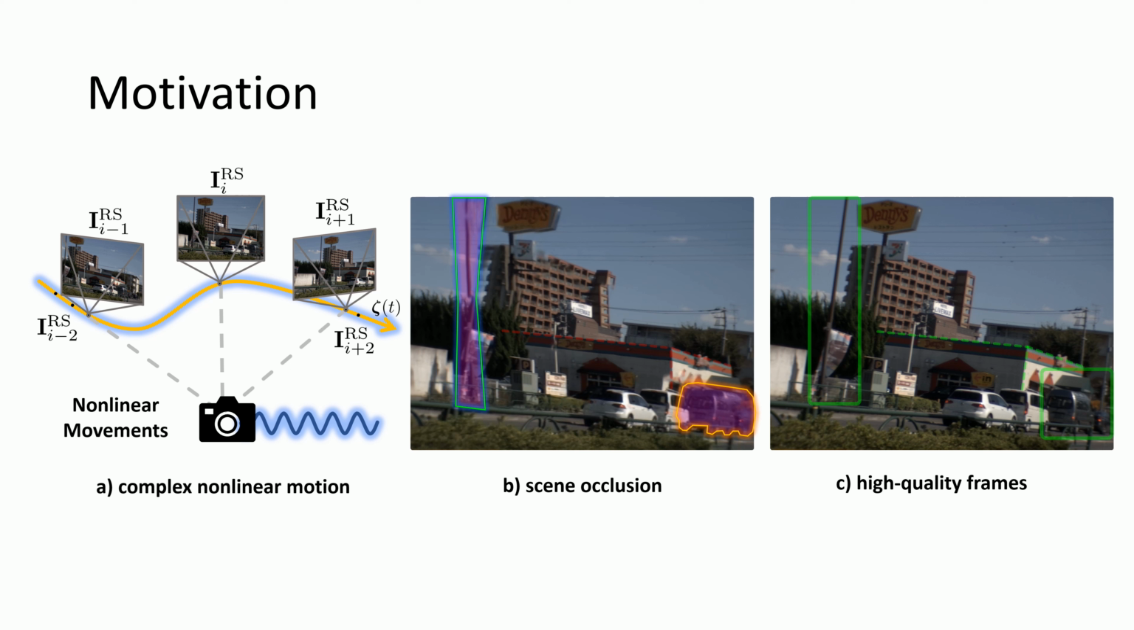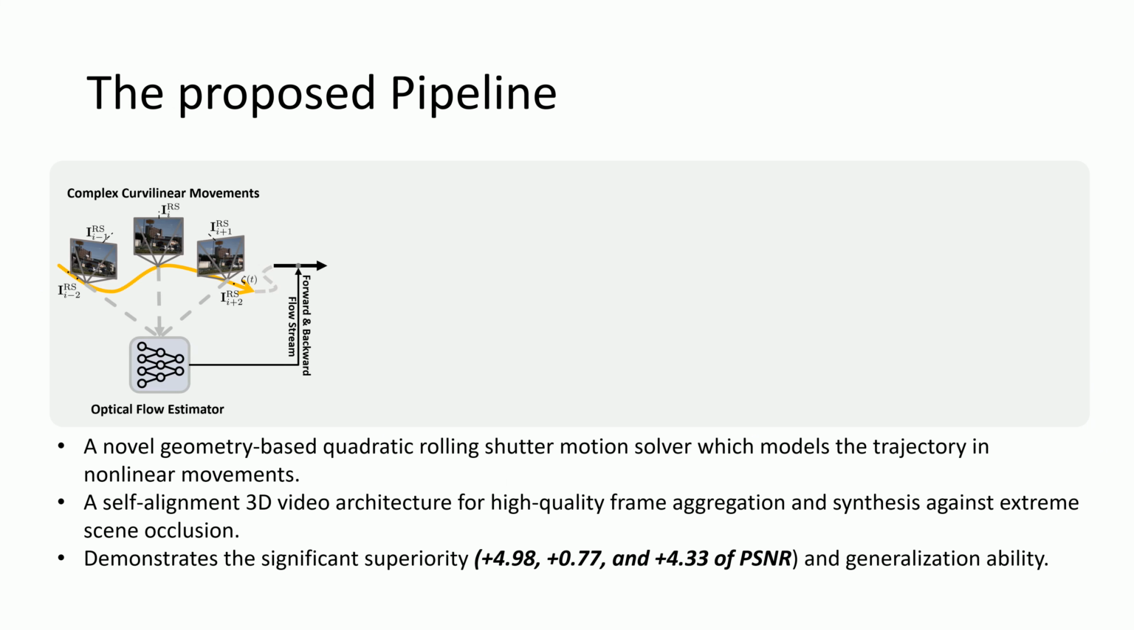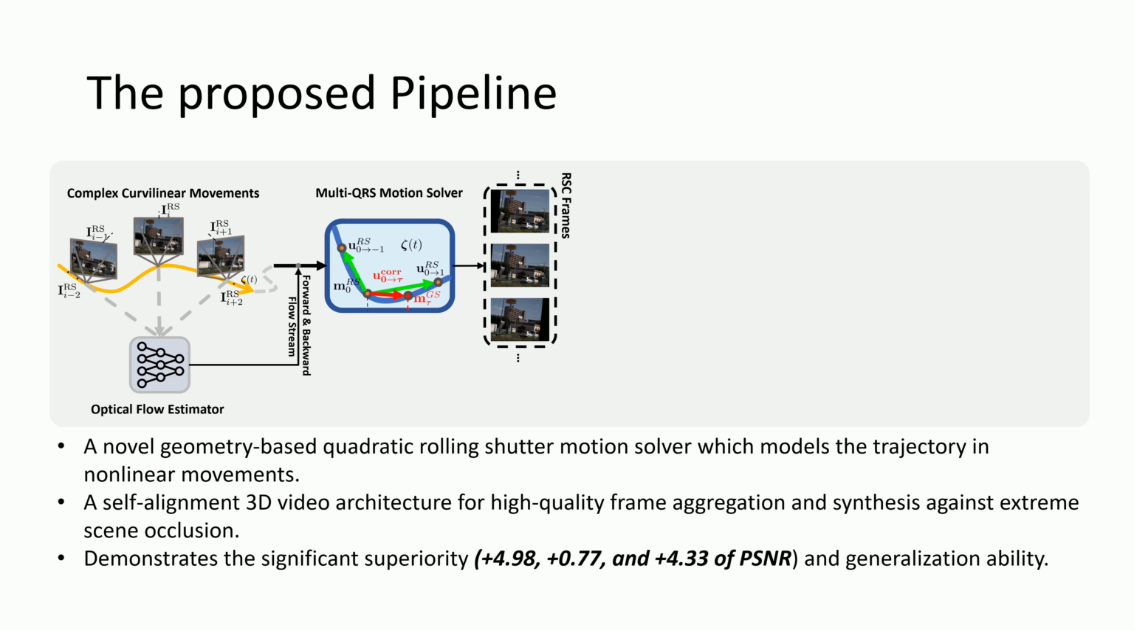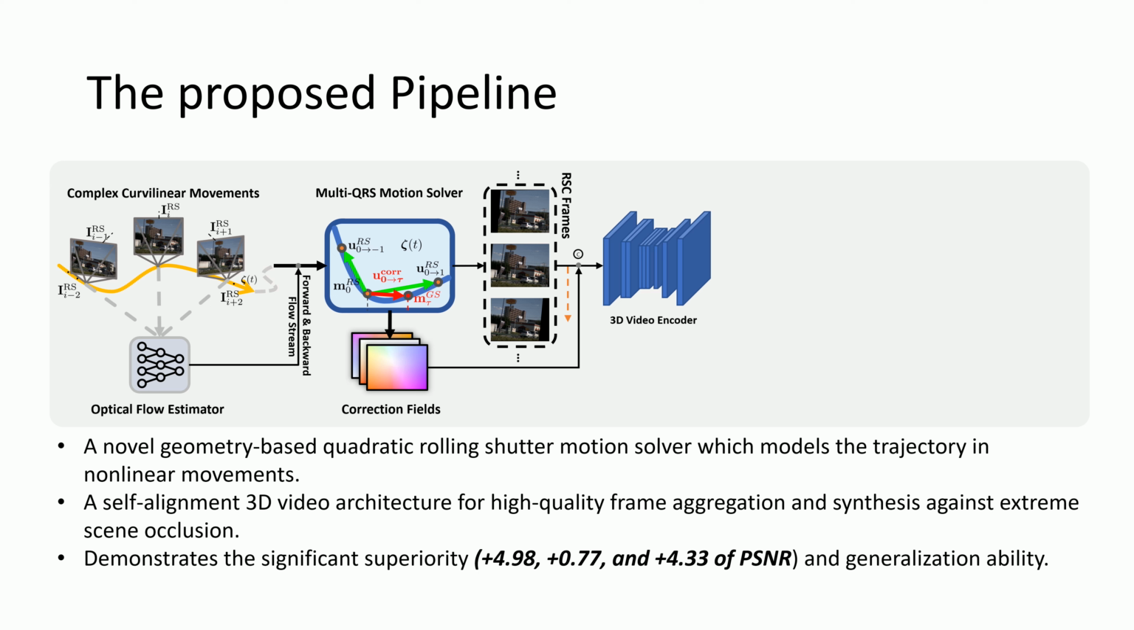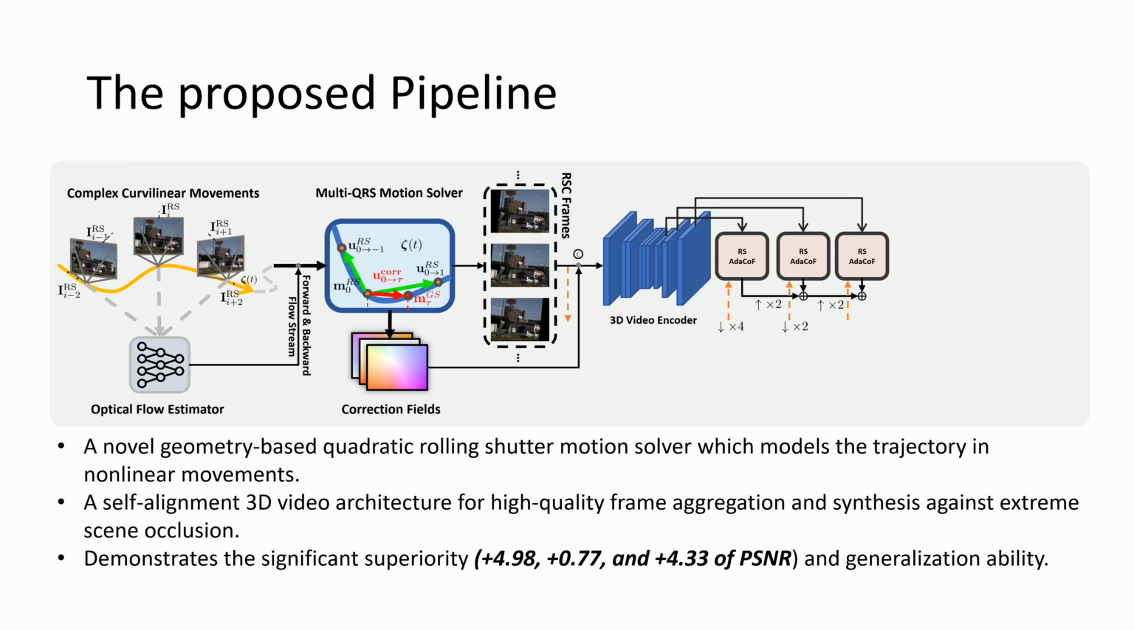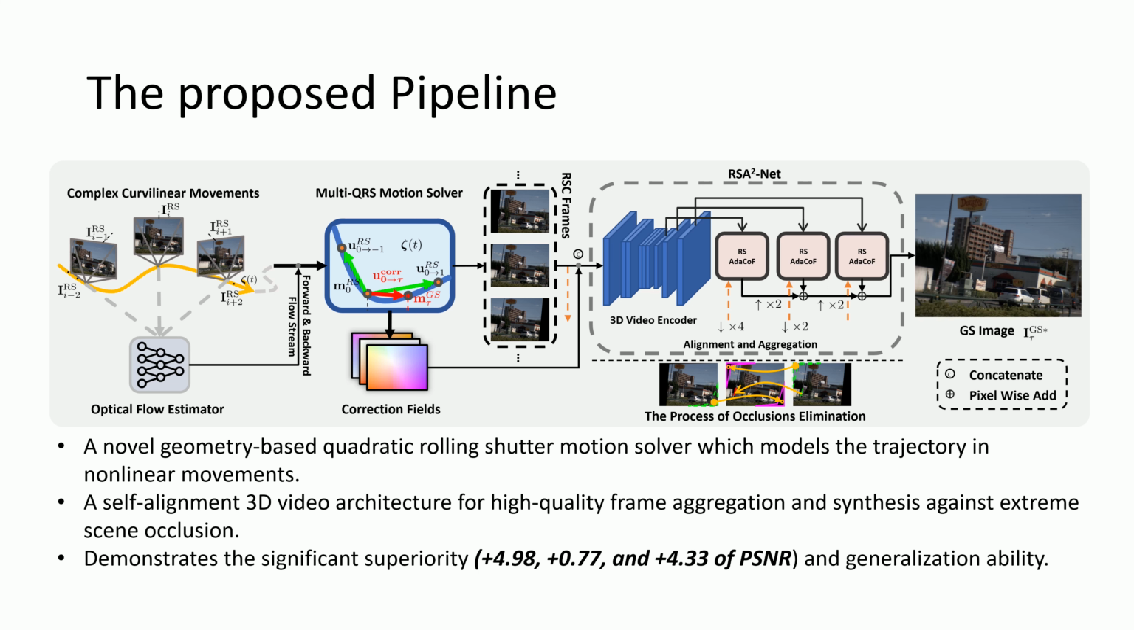The proposed method receives a video stream and precisely corrects the RS images with a geometry-based multi-QRS motion solver, and a 3D video encoder-decoder architecture extracts the features of corrected frames. After that, the hierarchical RSADACOF modules align and warp the features to produce a final synthetic, high-quality GS frame.